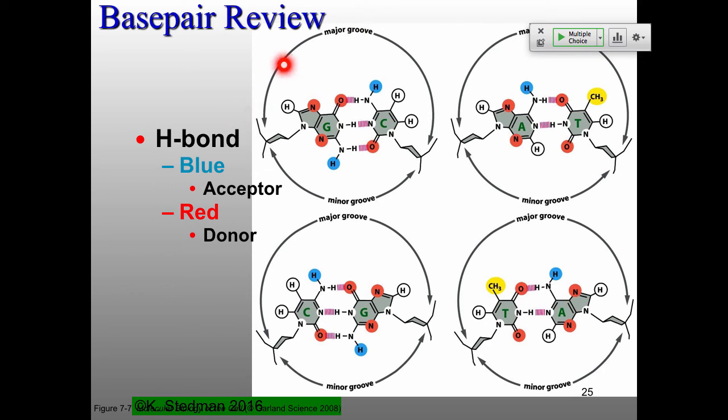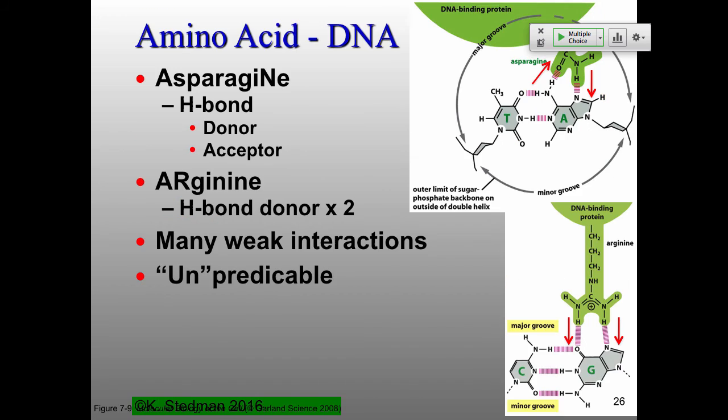A protein can read what that base pair is just by the individual atoms which are present in the major groove. And again, I'm not expecting you to remember all of the different donors, acceptors, etc. But again, it's all about the major groove. There are some things in the minor groove, but this is going to be much less specific in terms of the interactions.